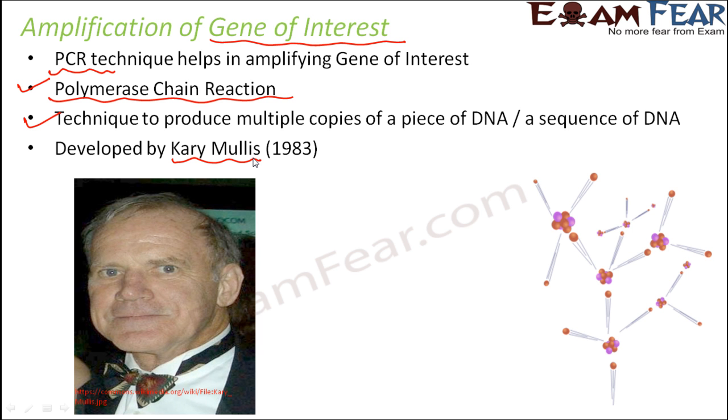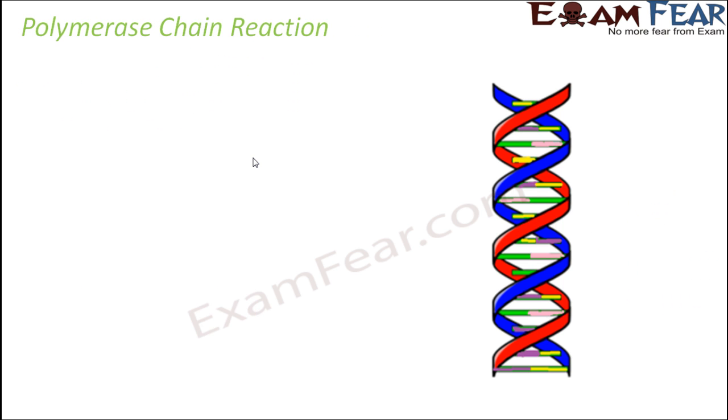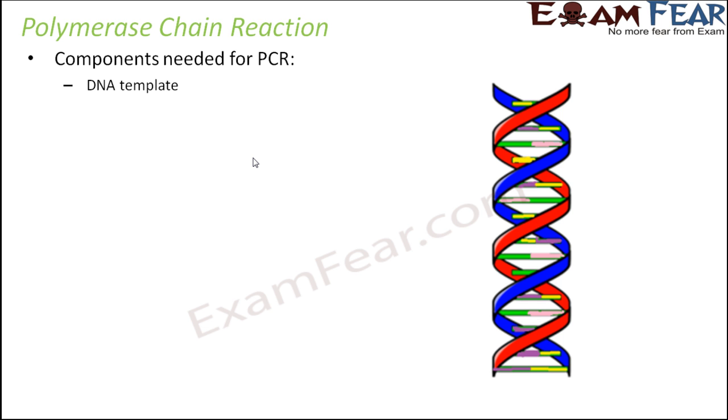So now we will try to understand how PCR technique works. So now we will talk about polymerase chain reaction. So let us look at the various components which are needed for this polymerase chain reaction. So the first component that would be needed is a DNA template. Now by now I am sure all of you know what are these terminologies. I mean, what is a DNA template?